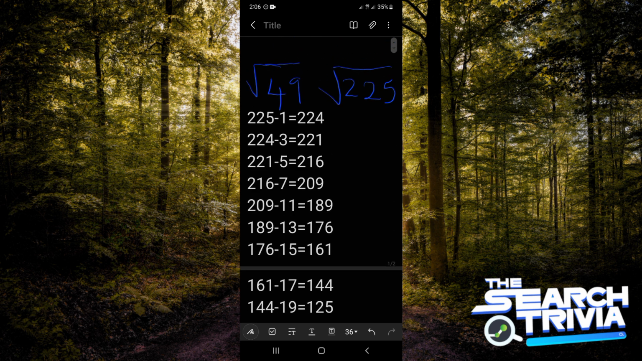And guys, this is exactly how you can find the square root of any number easily.